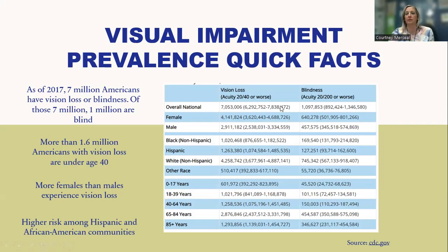So this little chart right here kind of gives a breakdown by demographic, age, and if it was vision loss of 20/40 or worse, or blindness, which they were classifying as 20/200. And the source is at the bottom, the CDC. This was a long-range study that was conducted in the mid-2010s and reported in 2017.